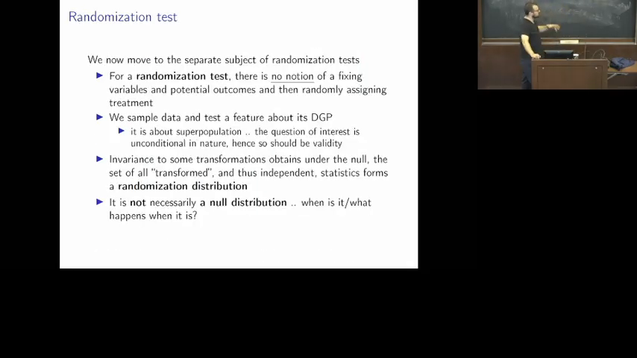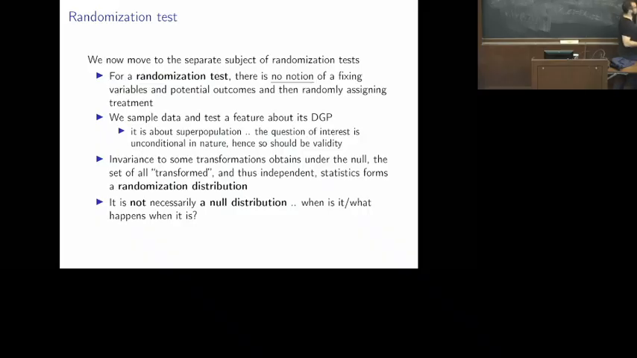All right, so let's go back. Now we've refreshed or learned what the Fisher test was. Let's go back to the randomization test. For the randomization test, there's no notion of fixing variables and potential outcomes and then randomly assigning treatment. We get observational data. So we sample the data and test a feature about its DGP, and what we're getting information about is the superpopulation. So the question of interest is unconditional in nature. It's about the population from which our subjects were drawn, and so the validity is also unconditional.